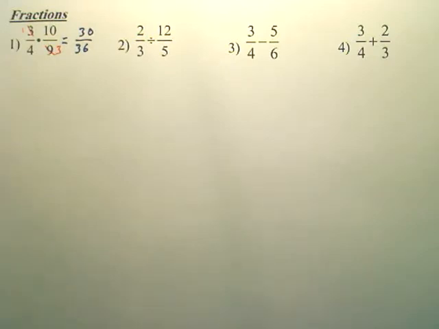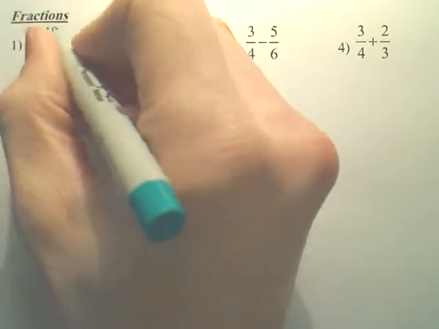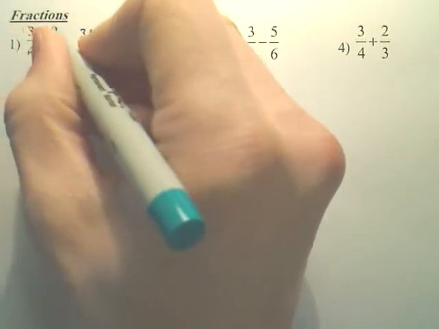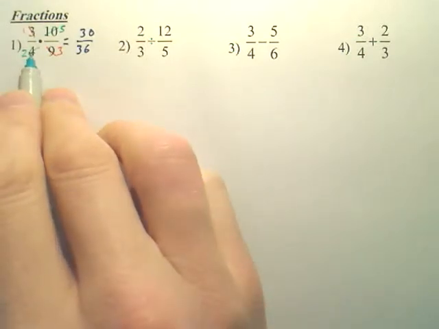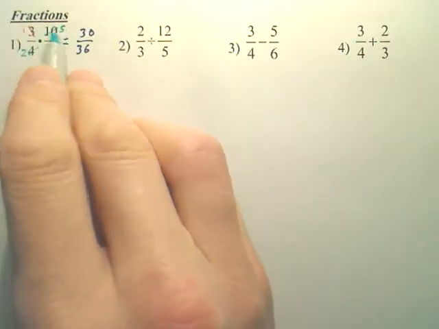And then I also would have noticed, oh, the 4 and 10. If I cancel those, 2 goes into both those. This leaves you a 5. This leaves you a 2. Because 2 goes into here, leaving 2. 2 goes into here, leaving 5.